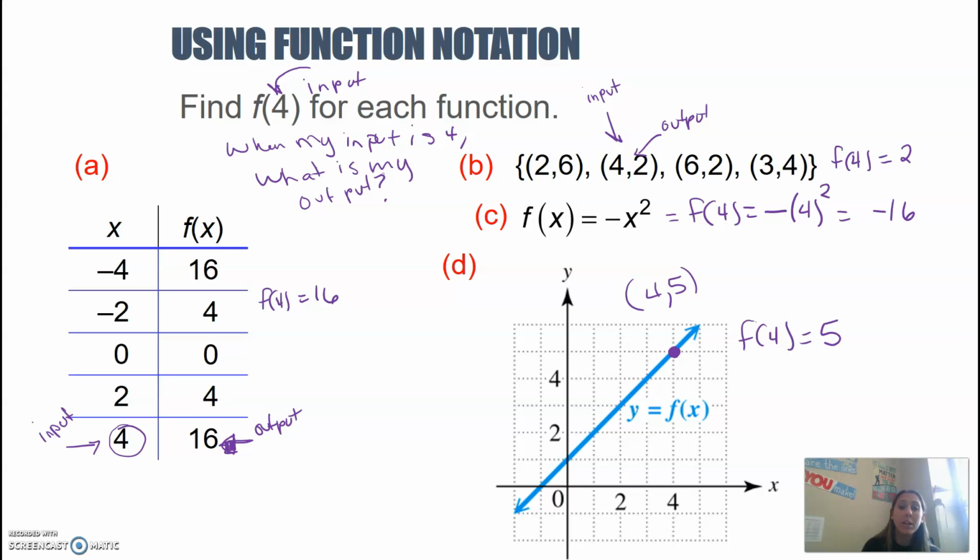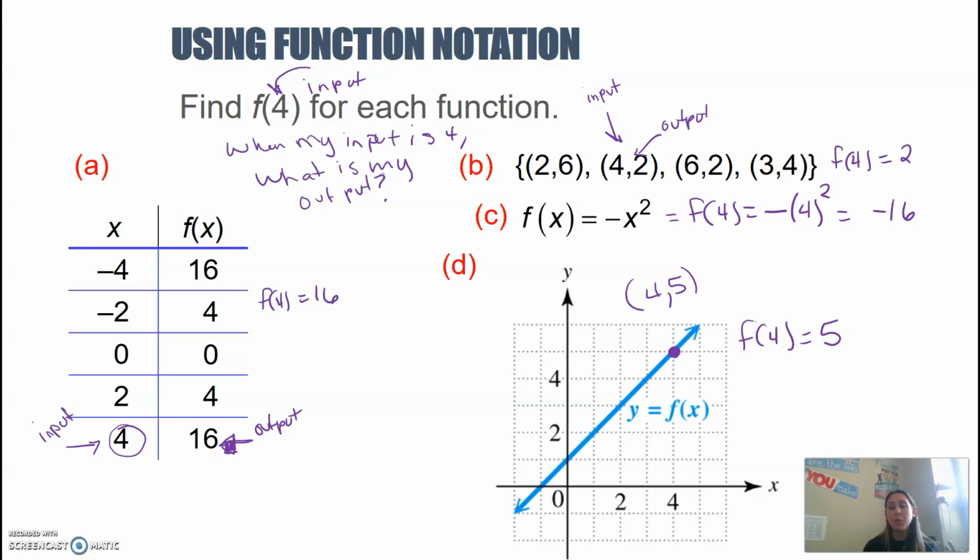So that is 1, 2, 3, 4 different ways to represent a function and 4 different ways to find an output given an input. Given an input, what is my output? That is what it's asking you. When my input is this number or this letter, what is my output?